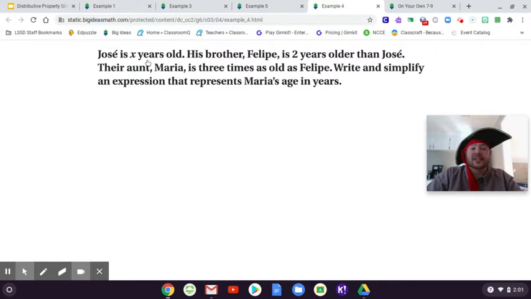So Jose is x years old. His brother, Felipe, is 2 years older than Jose. So if Jose is x and Felipe is 2 years older than that, you could say that Felipe is x plus 2. Their aunt, Maria, is 3 times as old as Felipe. And remember, Felipe was x plus 2. Write and simplify an expression that represents Maria's age in years.